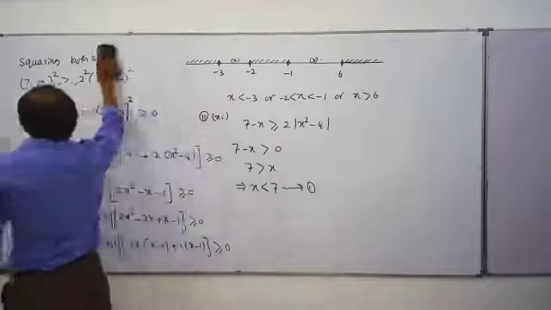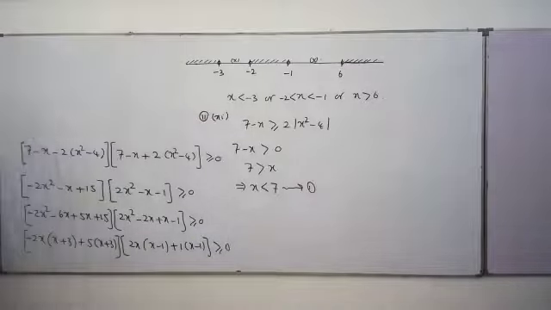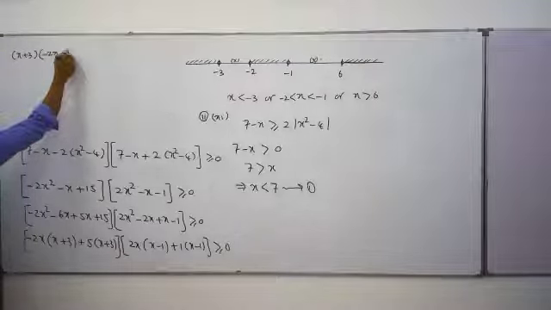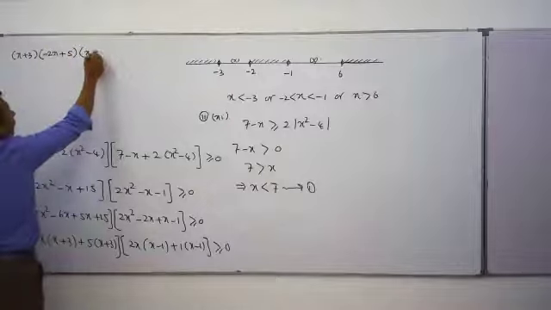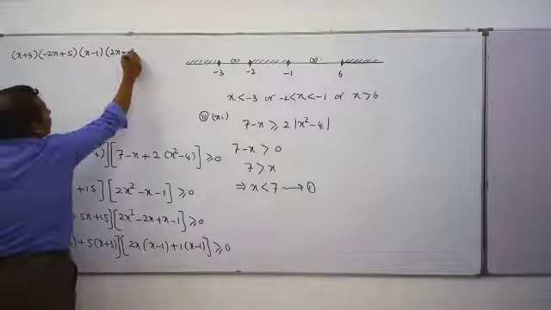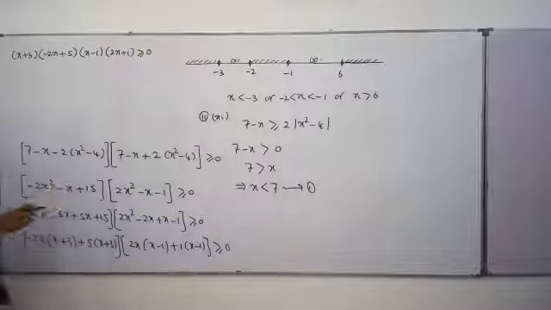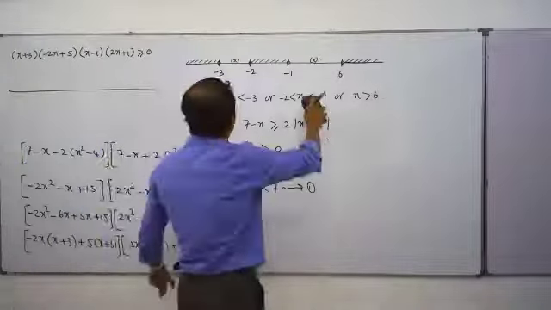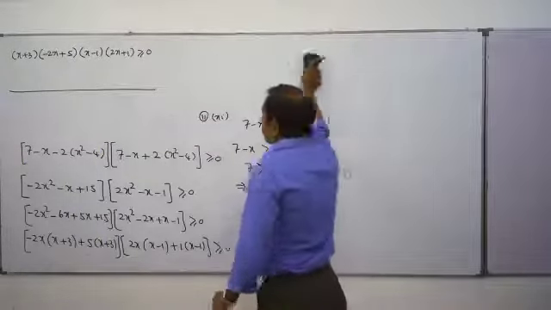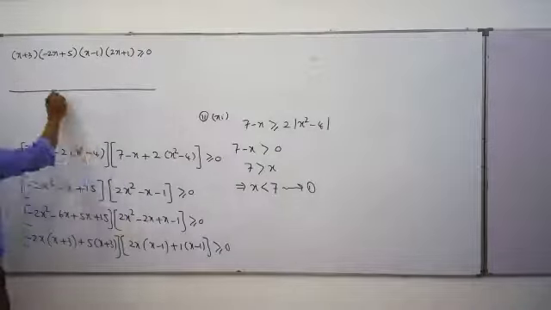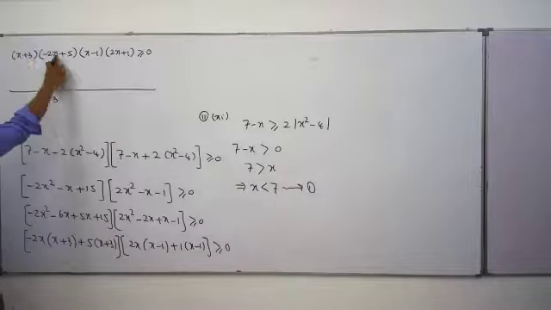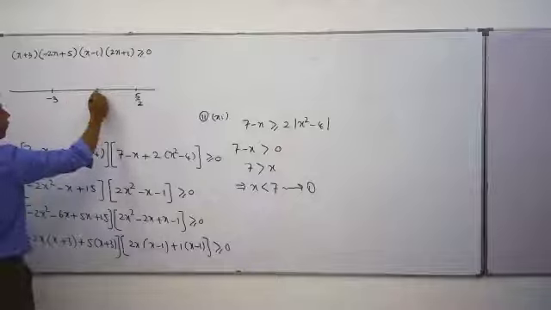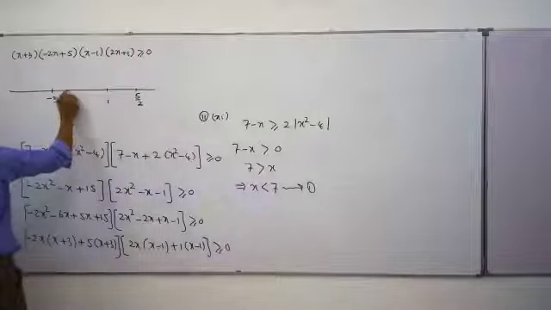Now write that we are here: x plus 3 and minus 2x plus 5. And here x minus 1, 2x plus 1, greater than or equal to 0. Right. Now mark this on the number line. X is minus 3 by this. Here x is 5 by 2. And here x is 1, and 2x plus 1 gives x equals minus half.